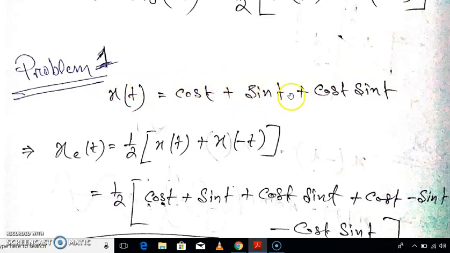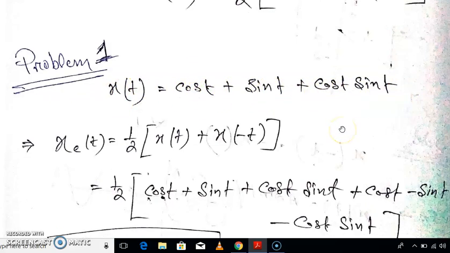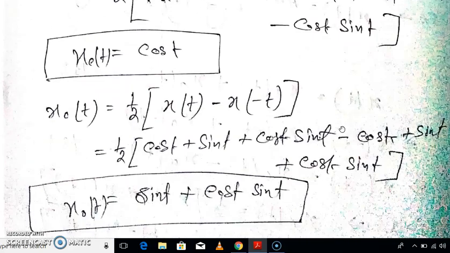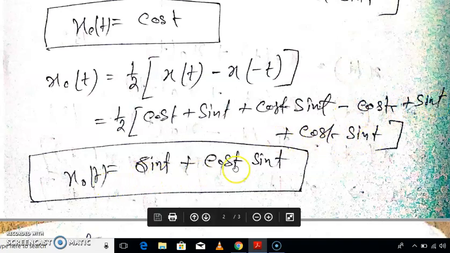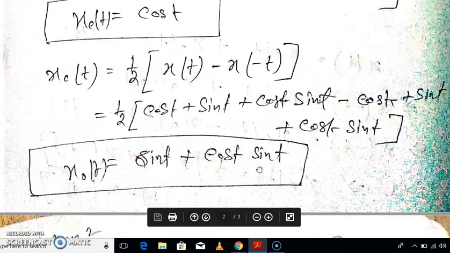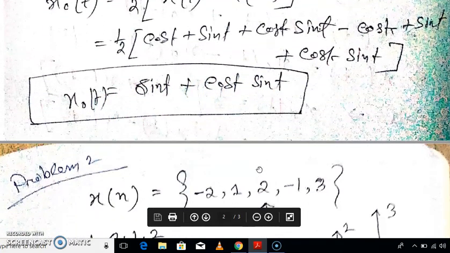So the odd part will be sin t plus cos t sin t. Let's find out if it comes or not. x_o(t) is half of x(t) minus x(-t). We know x(t) equals cos t plus sin t plus cos t sin t, and minus x(-t), we found x(-t). So minus x(-t) means minus cos t plus sin t plus cos t sin t. So it becomes sin t plus cos t sin t. So we found the even and odd part of that signal.